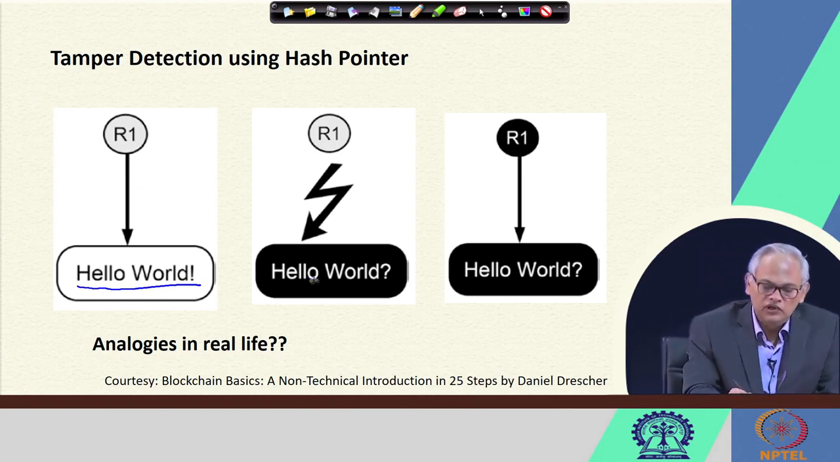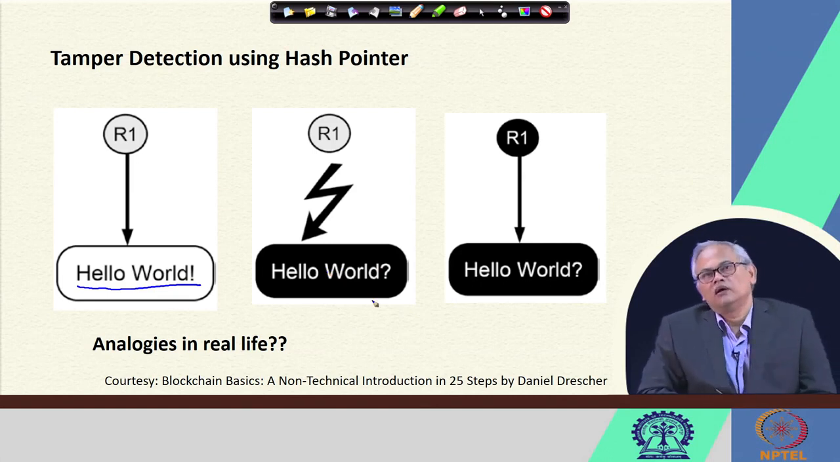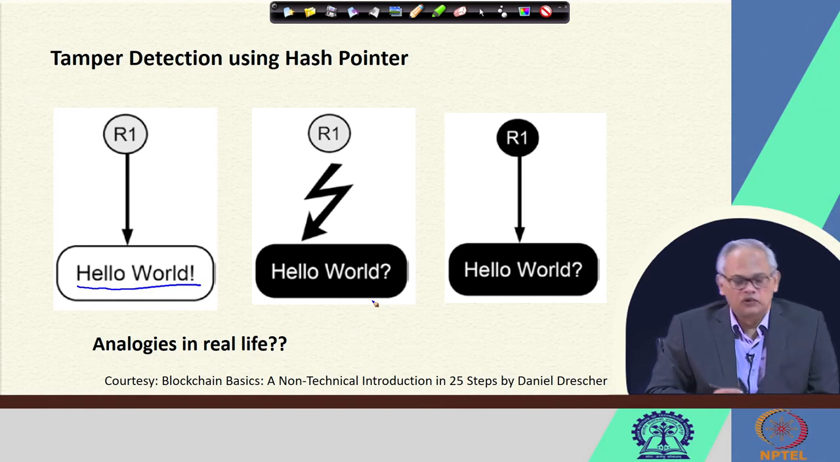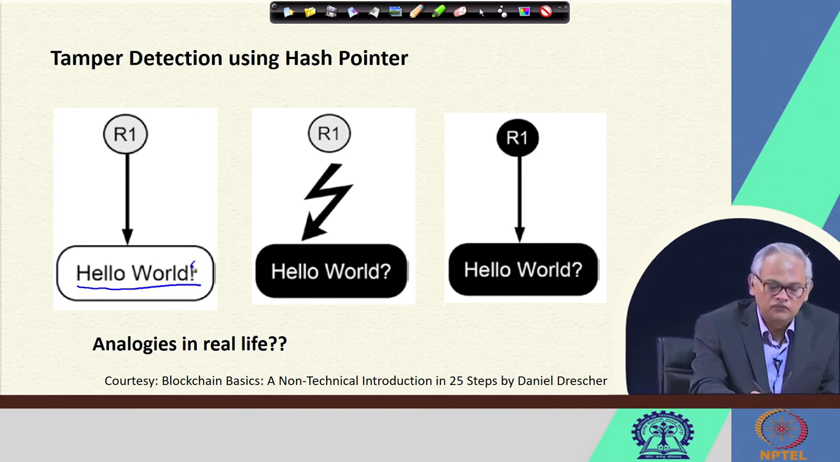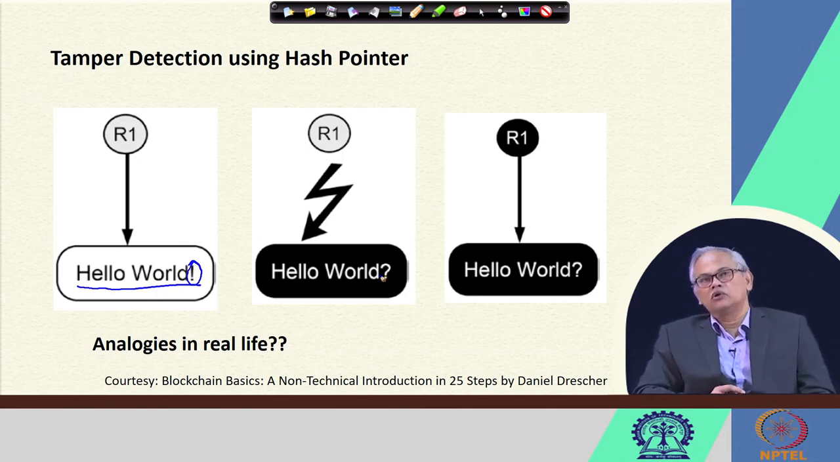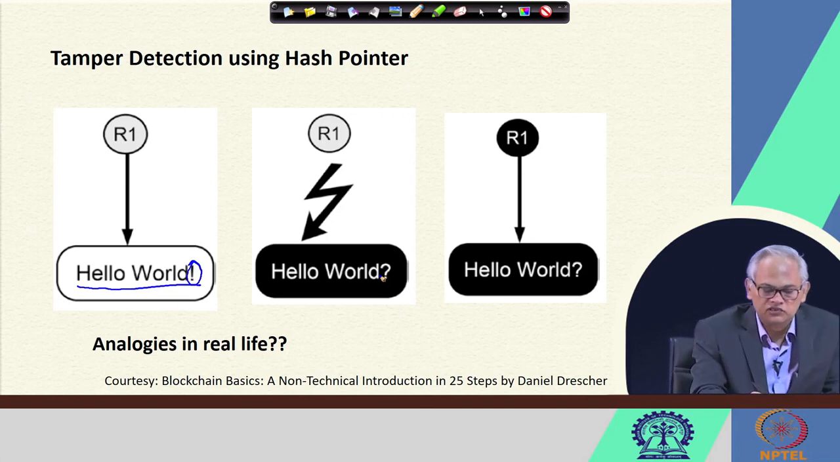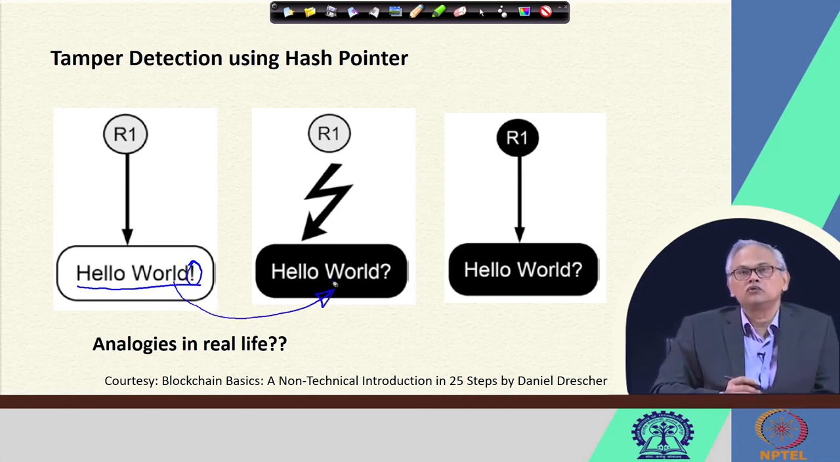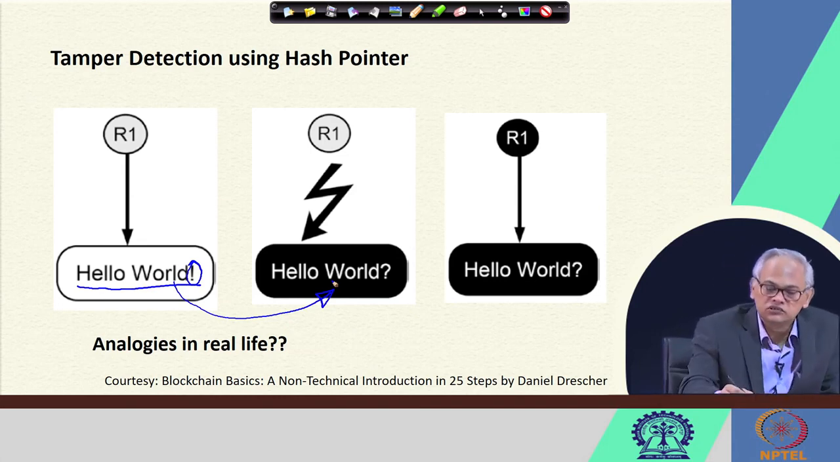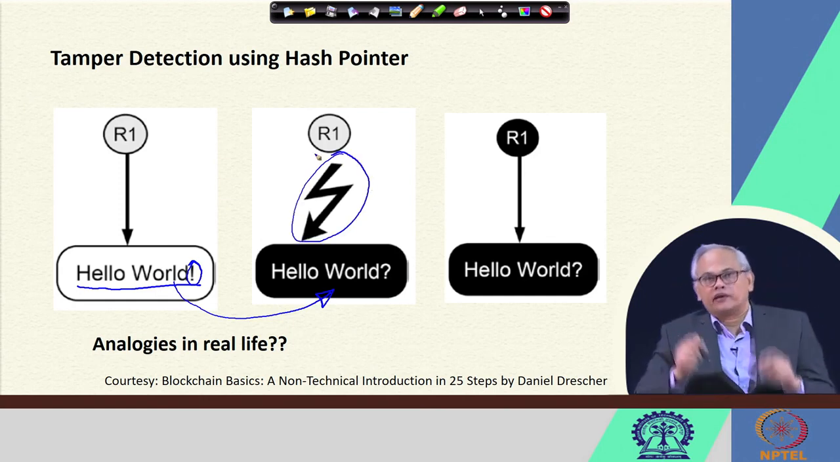Now, in the second sub figure, what we see is that from the original one where we had hello world followed by the exclamation mark, now it has been changed to a question mark. So, that means the data has now been changed from this hello world here to this hello world here where we have this question mark, and that will cause this hash pointer to so-called break.